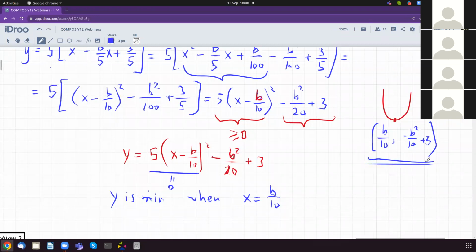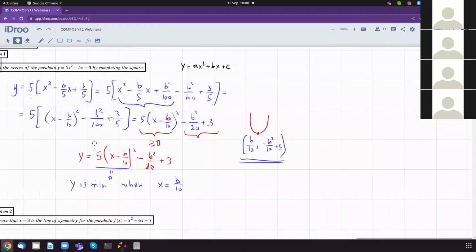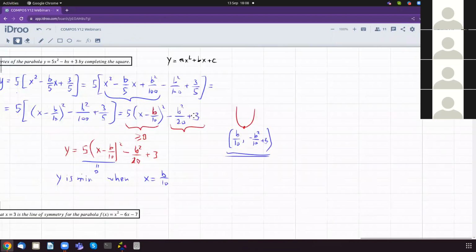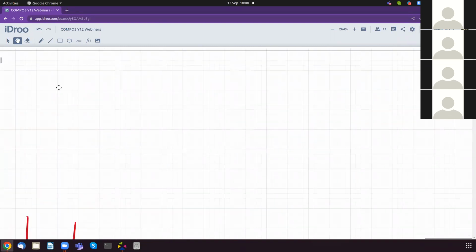Now, in the assignment, you will see problems that contain, apart from x, another letter. That means you need to give your answer in terms of that letter. So, for example, if the question contains a, you need to give your answer in terms of a. Okay. So an example would be like this.